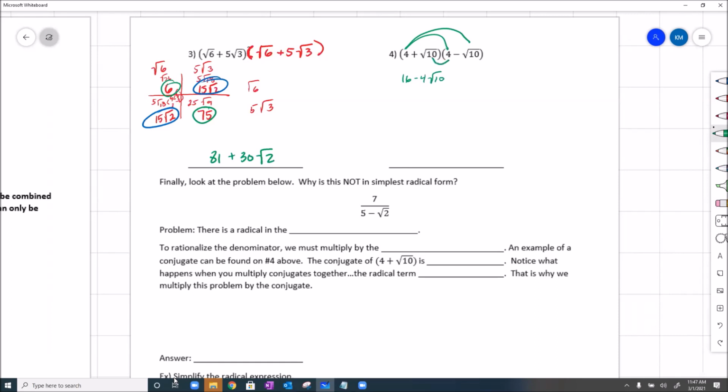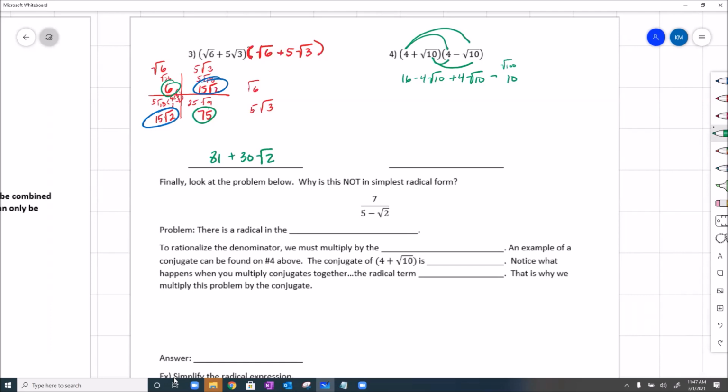Insides, radical 10 times 4 is positive 4 radical 10. Lasts, and that will give us negative, because we have a positive times a negative, radical 100. Okay, radical 100, though, is 10. You'll notice when we multiply a radical by itself, it disappears, right? We talked about that with rationalizing our denominator.